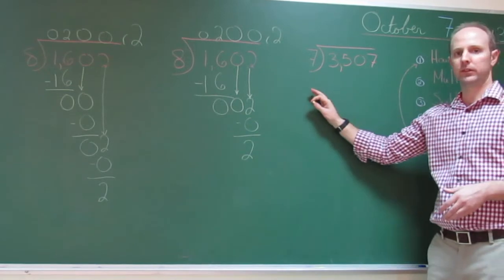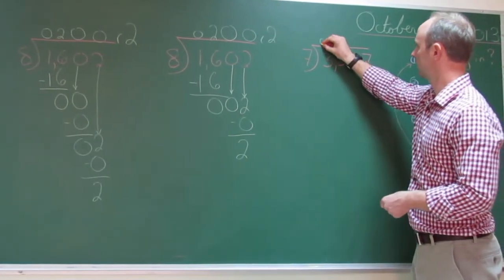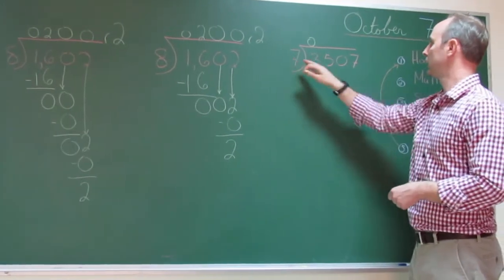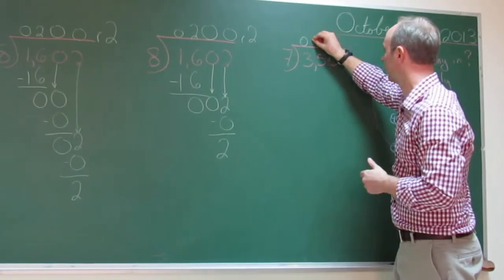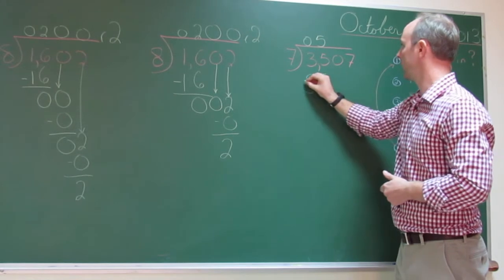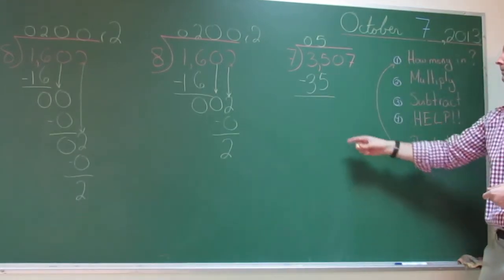Another example of this is over here. How many 7s go into 3? 0. I put that as my placeholder above the 3. How many 7s in 35? Well, that would be 5. 5 times 7 is exactly 35. I do my subtraction. That's our third step.